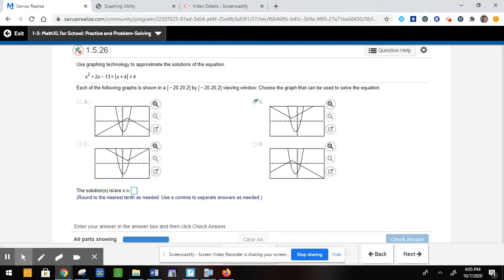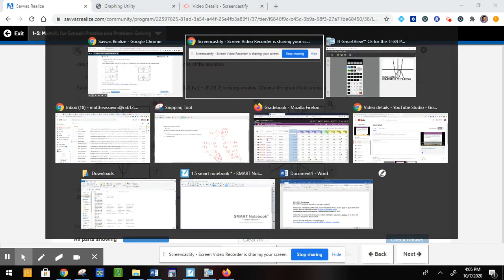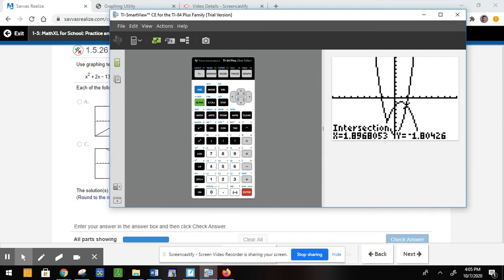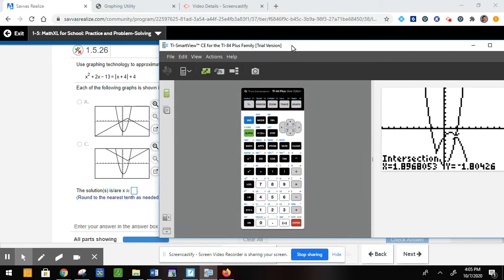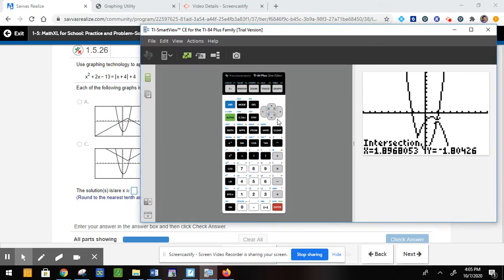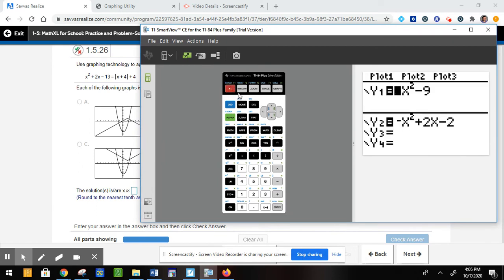By the way, you have access to a similar graphing calculator emulator on your Chromebook. Also, if you have your own handheld graphing calculator, that's great. Or you can go to Desmos, whatever. But I'm going to use this, so that way you can see what I'm doing with my graphing calculator. So what we're going to do is graph those two functions.